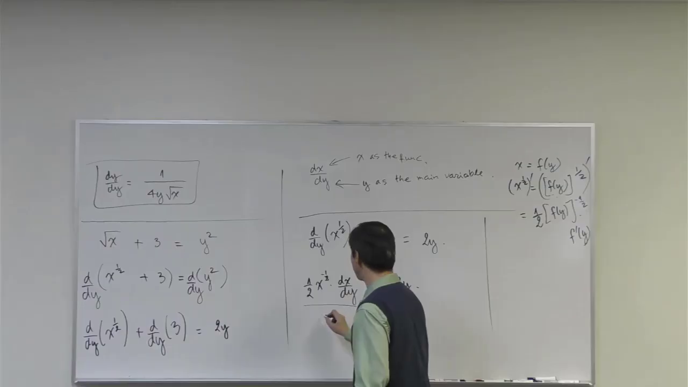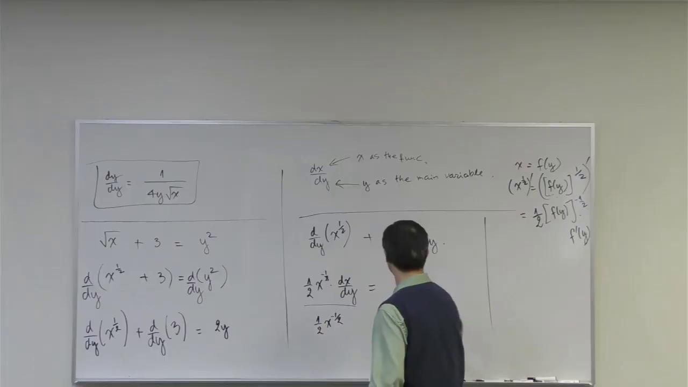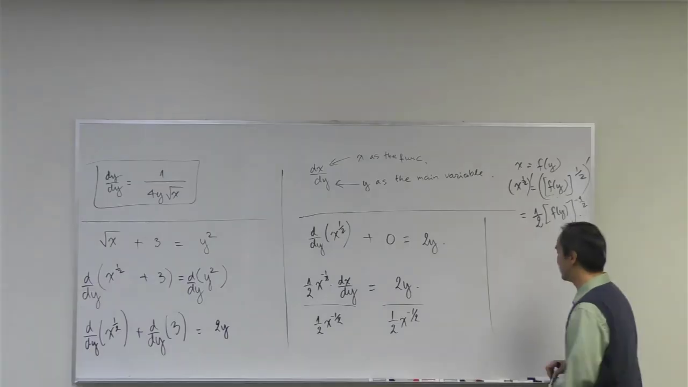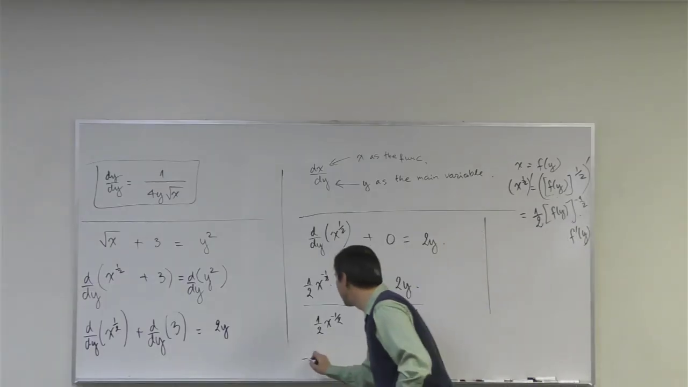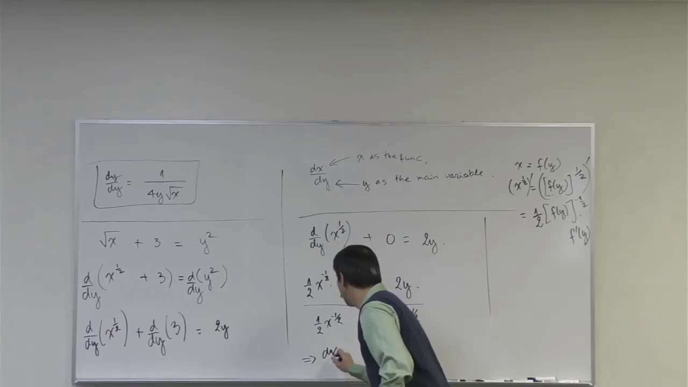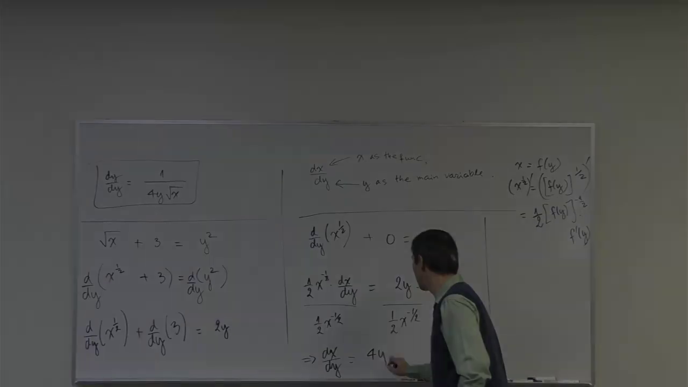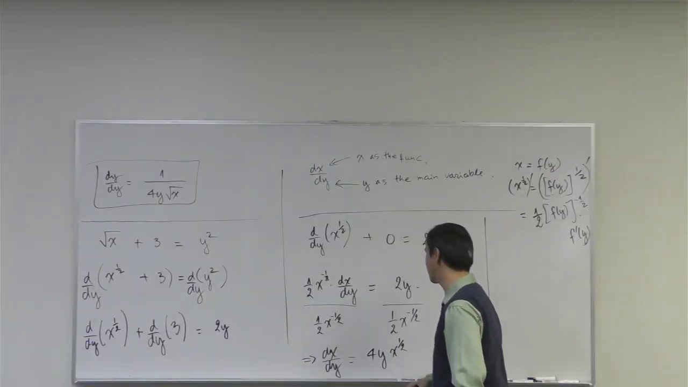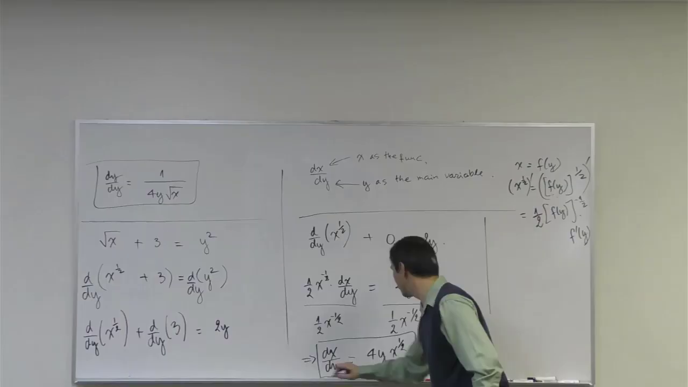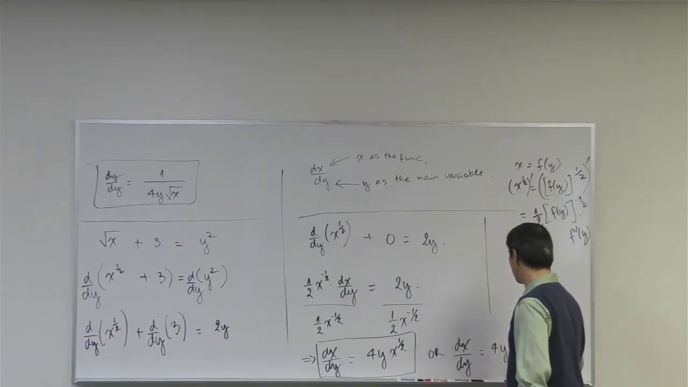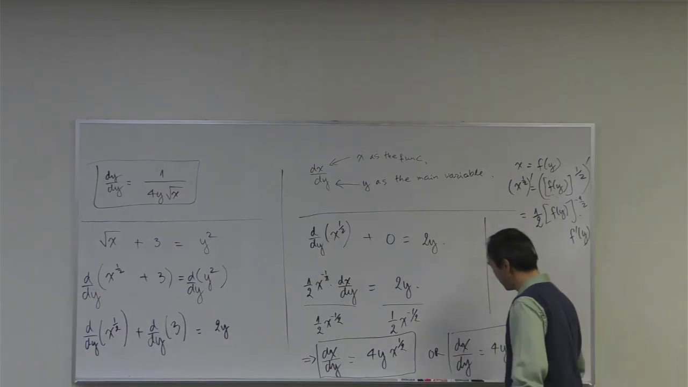dx/dy can be found by simply dividing both sides by 1/2 x to the negative 1/2. So now in this case, my work turns into dx/dy will come out being 4y x to the positive 1/2 actually. That's how we're done. And then we can also express that as dx/dy equals 4y times the square root of x. That's another way of writing it.